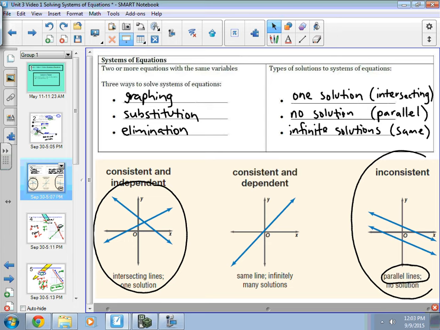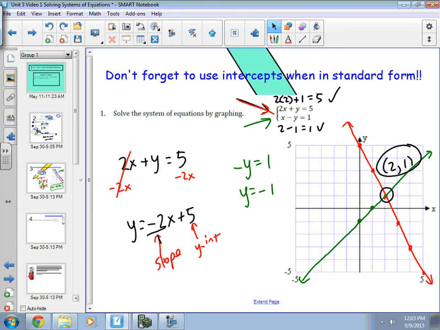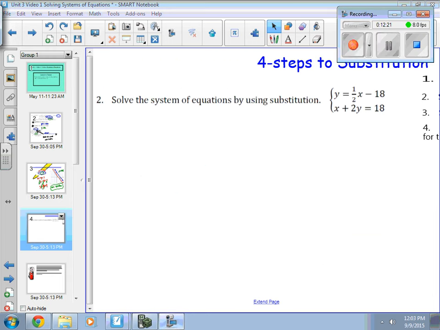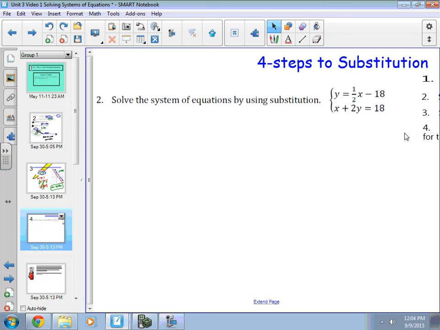Okay, so if you go to the back of your worksheet, we are going to next look at solving the system of equations by using substitution. Substitution is a method where we are going to substitute one equation in for another. When you're doing the substitution method, some things to look for is to get one of the variables by itself in one of the equations.